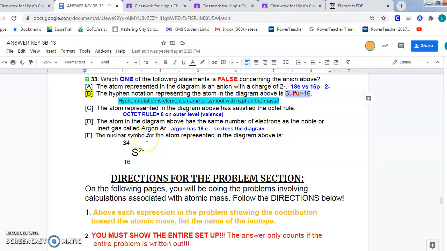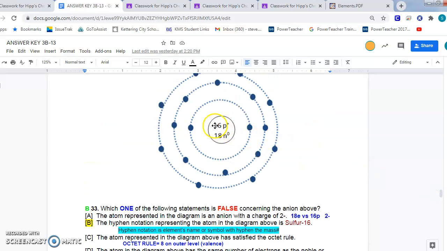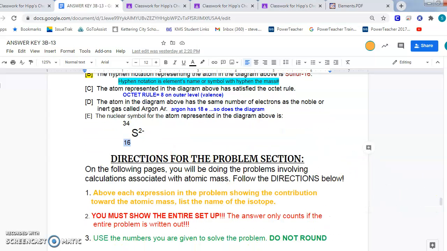The symbol, nuclear symbol, would be this one below. Well, we know it's 2 minus, so we need to put the charge on it in the nuclear symbol. When it's an anion or a cation, regardless, you put the charge in there. We already talked about the atomic number. It goes in the lower left-hand corner. That's the number of protons. So there's our 16 from the diagram. 16 protons should be in the lower left.